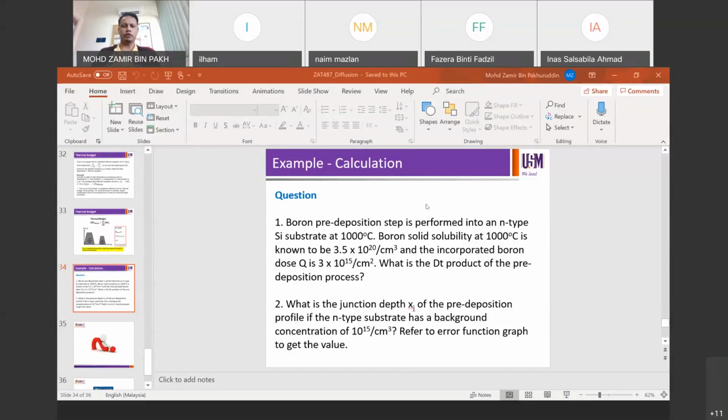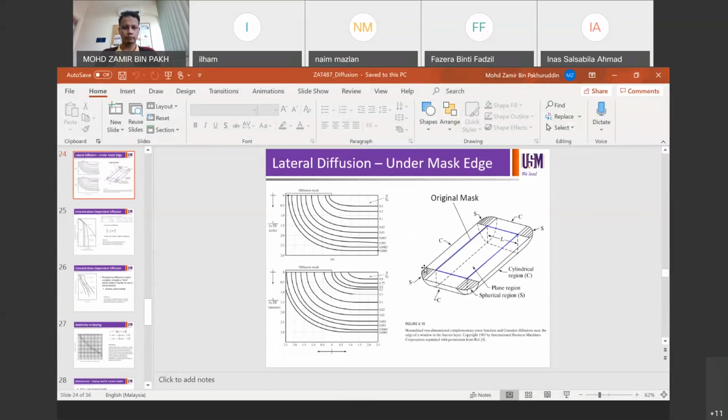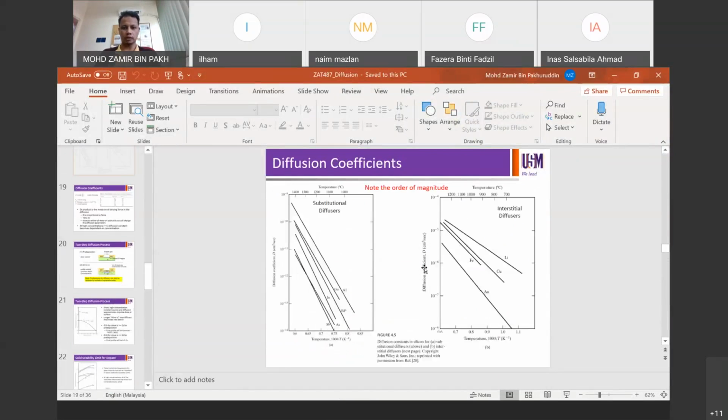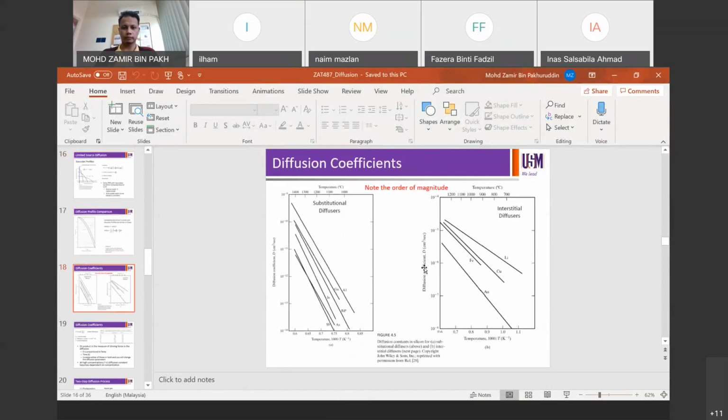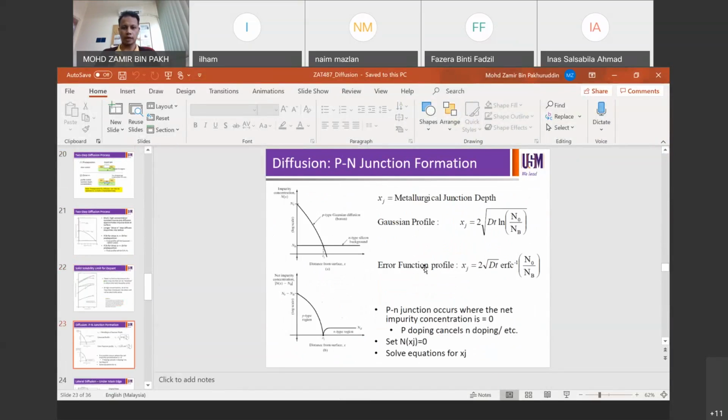So the equation that you have to use is the equation from error function: xj equal to 2 square root dt. So you know your dt already from question number 1. Error function of your concentration n naught over NB, right? So hold on, let me. Okay, kita go back to the xj equation. Yeah, right. So error function profile xj. So you boleh pakai equation number 2 ni: 2 times square root dt, error function of n naught over NB.